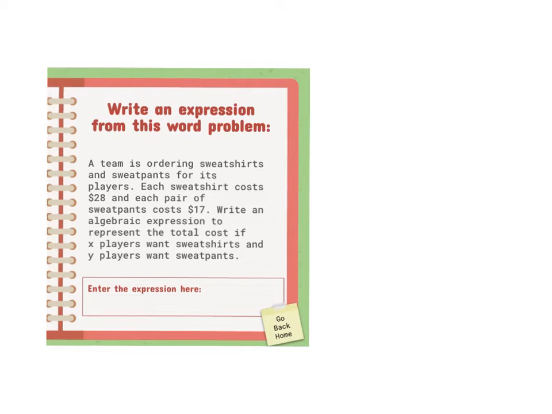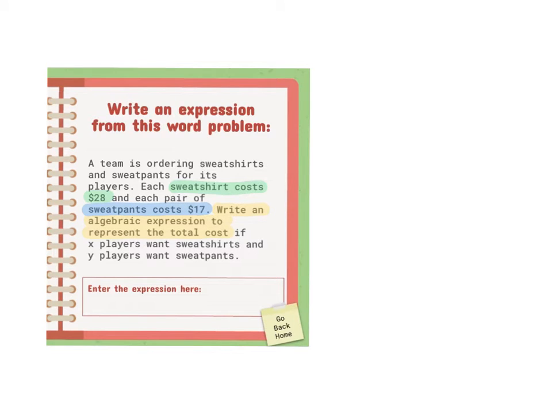So let's go ahead and look at this really quickly. The first thing that we're going to do is make sure that we highlight what they want us to do, to write an algebraic expression to represent the total cost. So we know that there has to be a total cost. We're trying to figure out how much we're going to spend. So there's four things that we know. We know how much the sweatshirts cost, which is $28. And we know how much the sweatpants cost, that's $17.